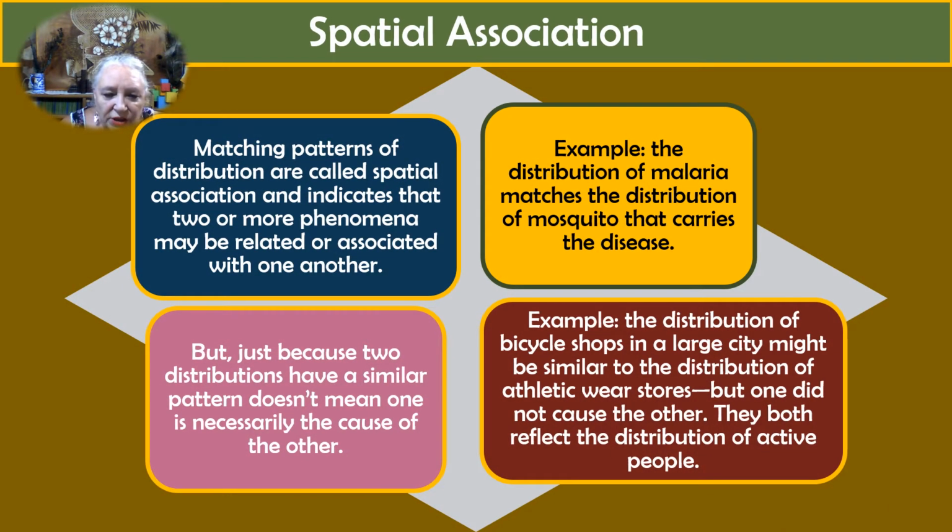That is matching patterns, and we want to know how these matching patterns are called and why they indicate that there are two or more phenomena that could be related or associated with one another. That's the definition. Now, an example would be the distribution of malaria. It also matches the distribution of mosquitoes that carry that disease. But just because two distributions have a similar pattern doesn't mean that one caused the other, okay?